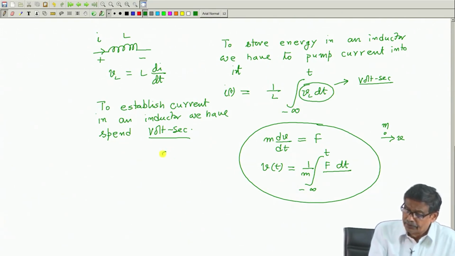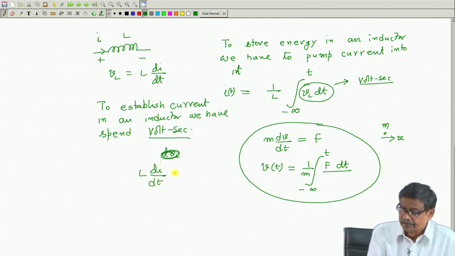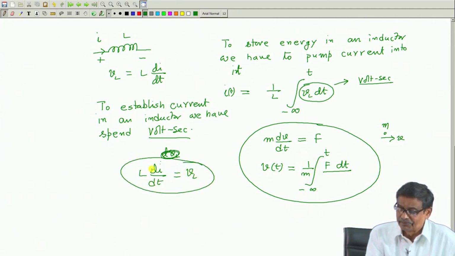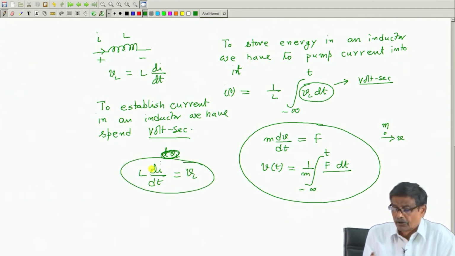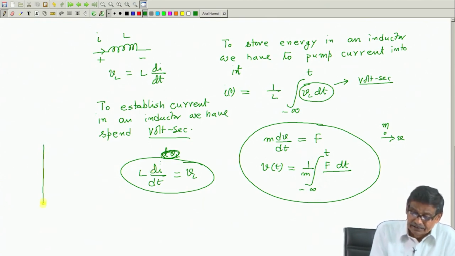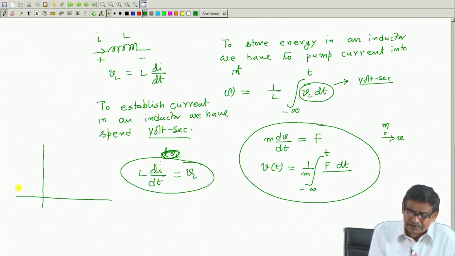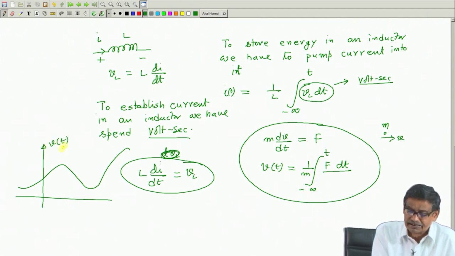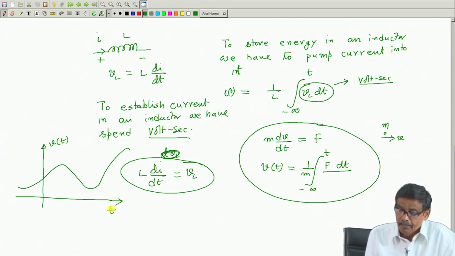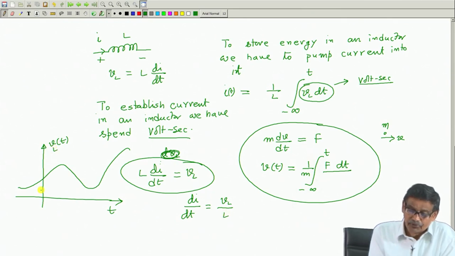And this equation will also sometimes be very useful, that is L di/dt is equal to V_L. It can also be very effectively used with common sense. Suppose I say in an inductor the applied voltage is like this, something very arbitrary, it changes with time like that. Now, you see di/dt is equal to V_L by L, where V_L is the voltage across the inductance.